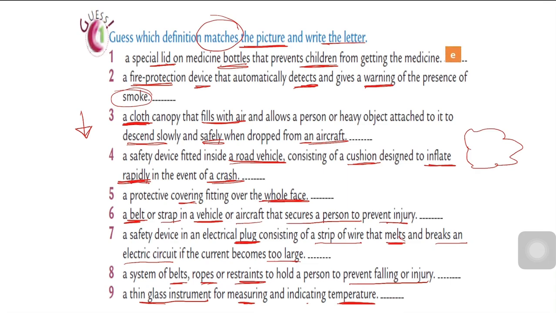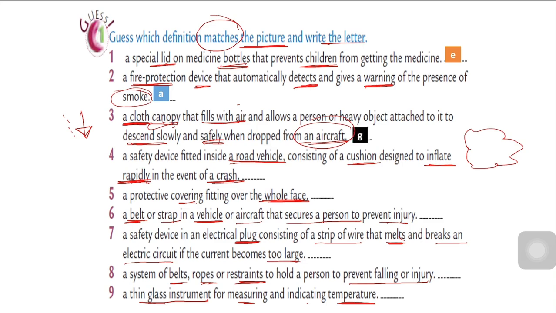Second one, fire protection device, automatically detects and gives warning of smoke. Yes, A. Next one, a cloth canopy that fills with air. Remember, the word filled with air is inflate. So this one is to help a person or something to descend slowly, to go down slowly and safely when dropped from an aircraft. An aircraft is an airplane. As you may have guessed, it's the parachute, or G.